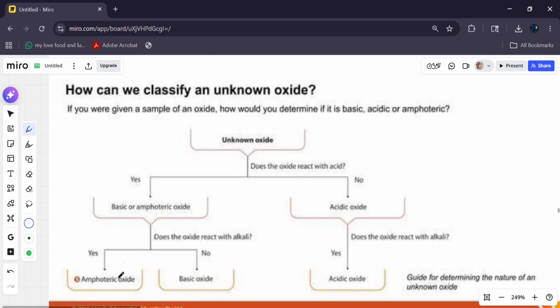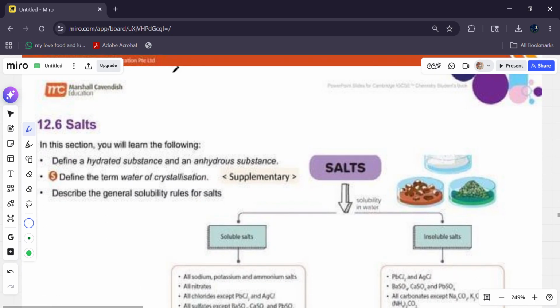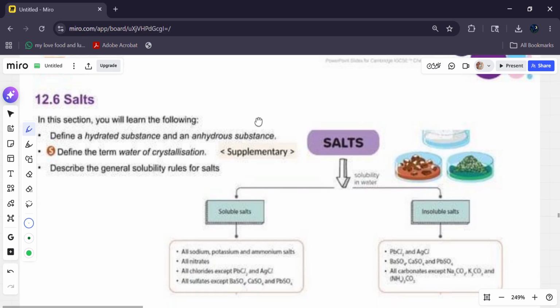Because amphoteric oxides are oxides that can react with both acid and alkali. So now let's move on to the second final section, salts. If you notice, salt is a very common product in reactions with oxides, acids, metals, and so on. In this section, we're going to understand what salts are, define the term water of crystallization, and describe the general solubility rules for salts.